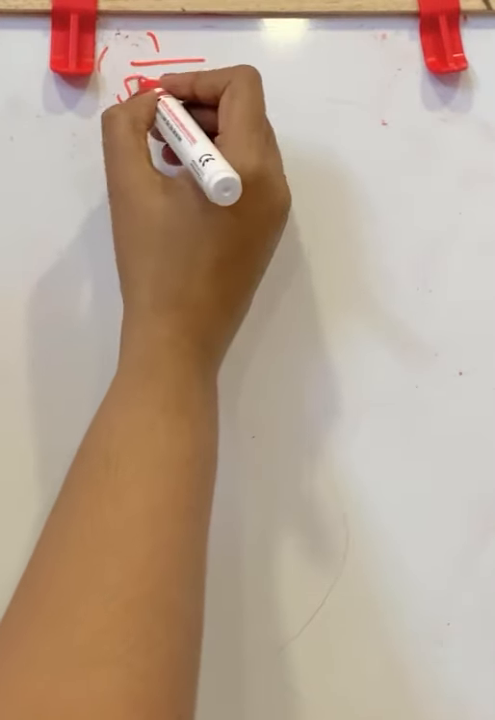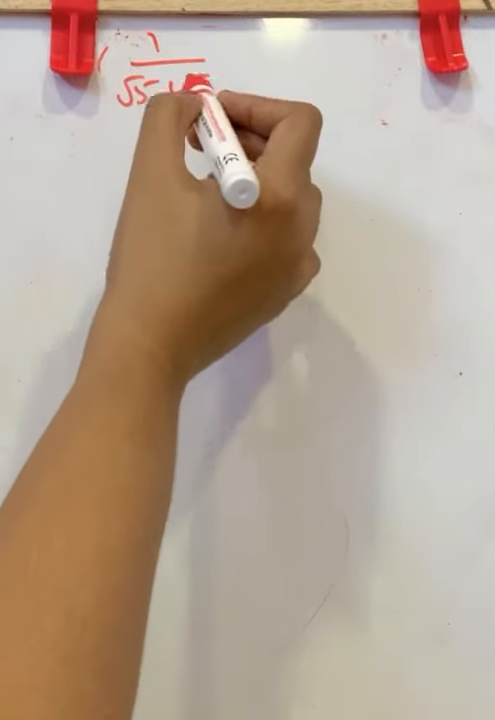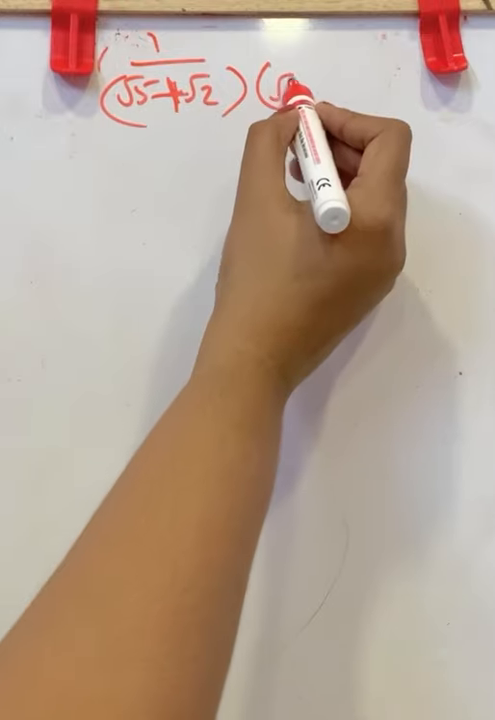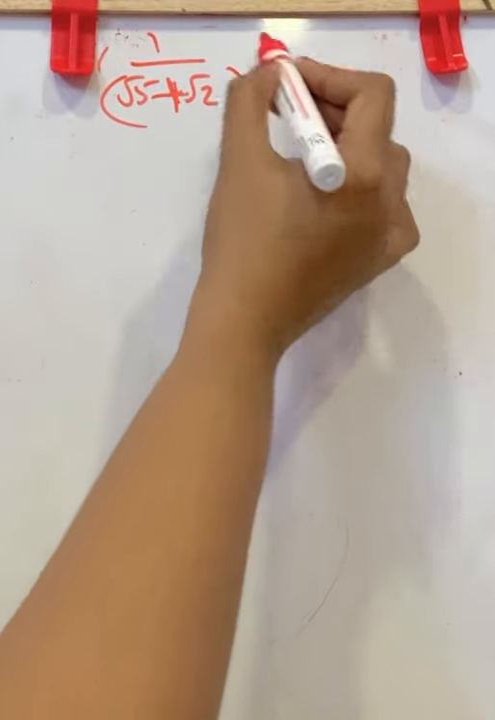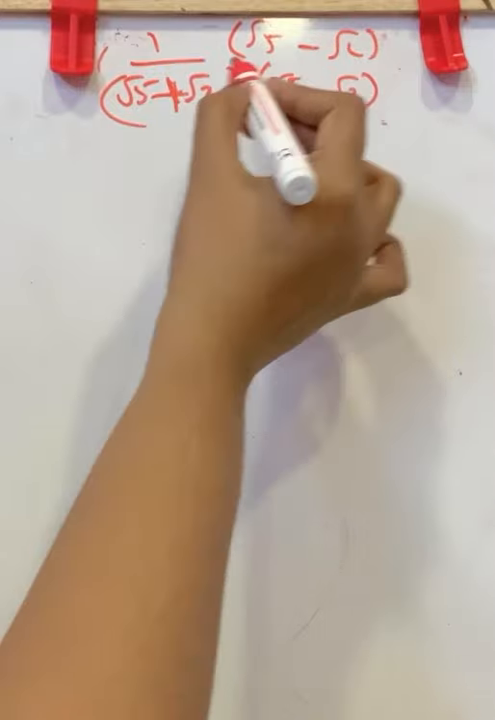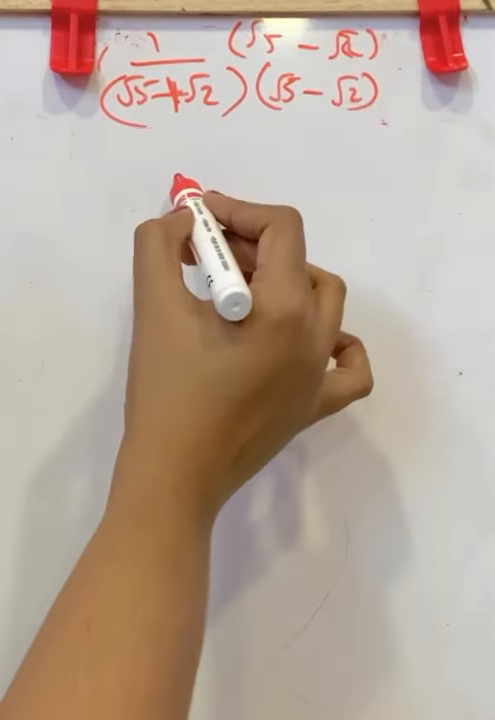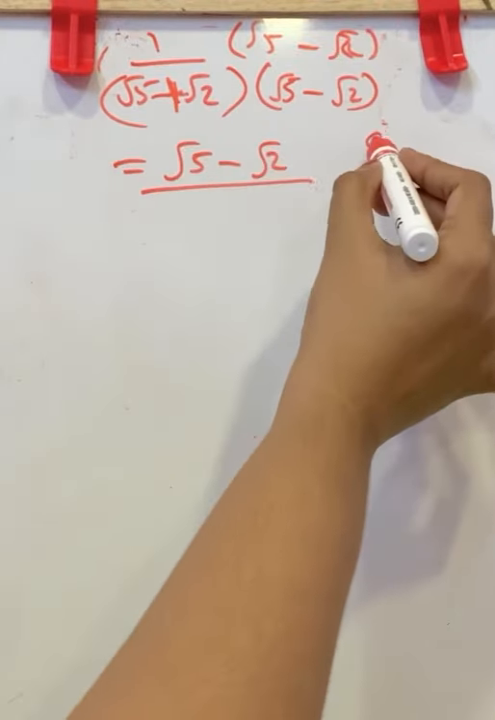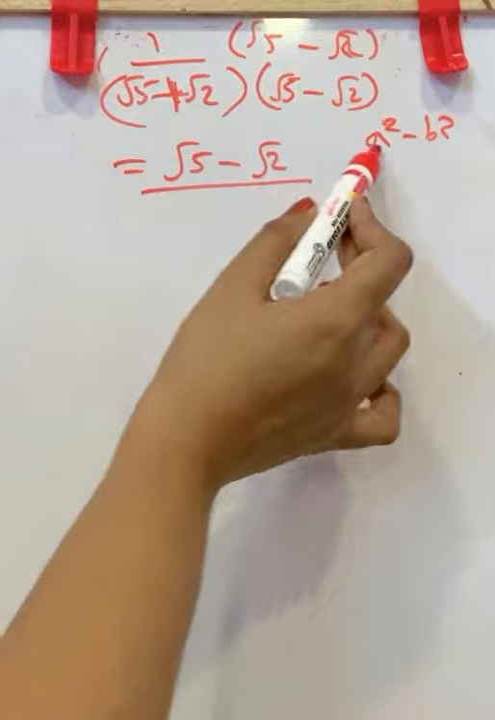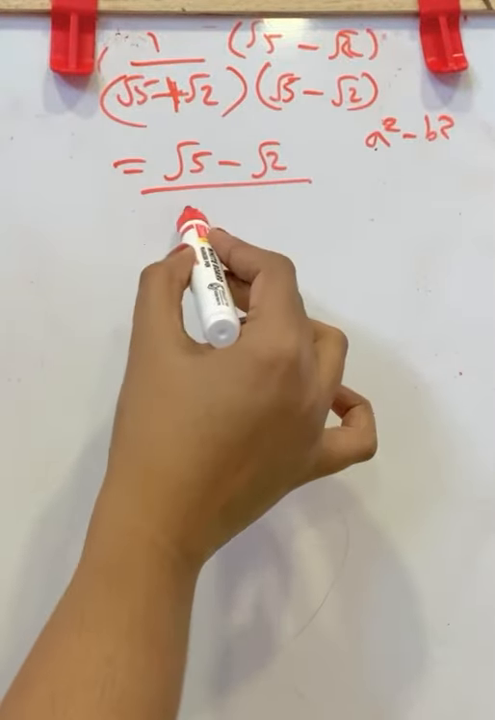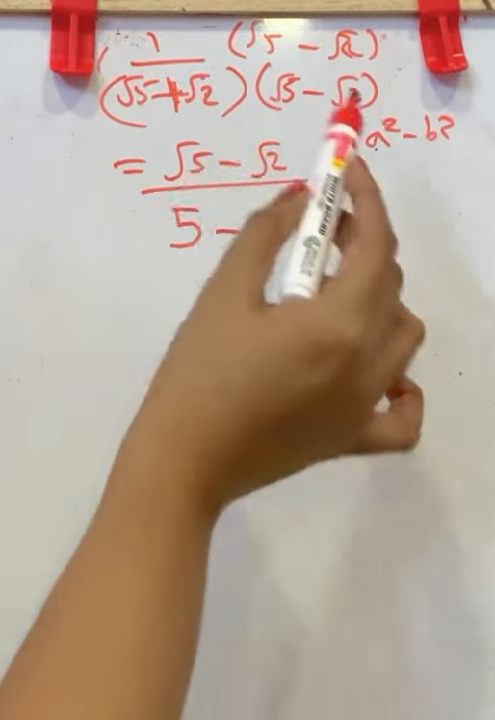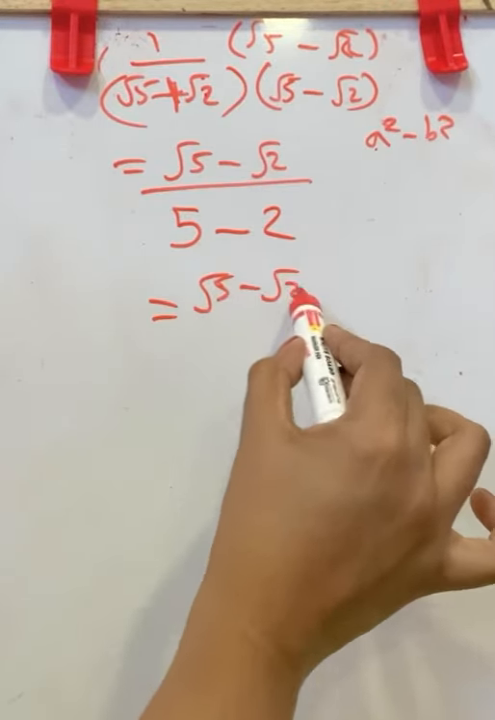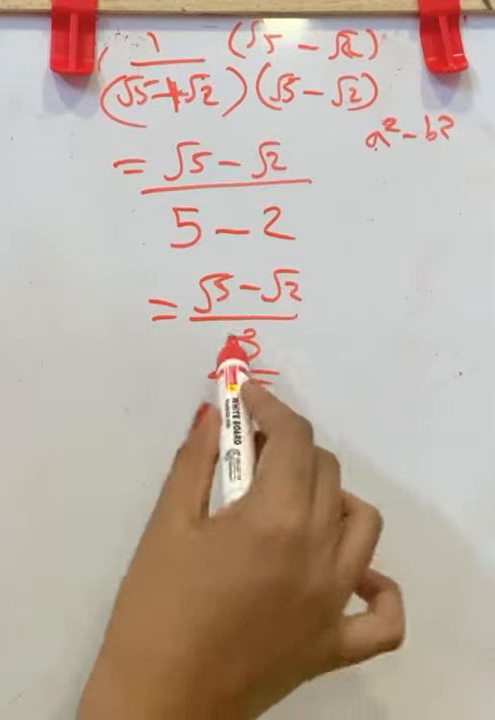Next, 1 by (root 5 plus root 2). To rationalize it, you multiply with the conjugate again. Here it is plus root 2, so the conjugate will be root 5 minus root 2. So here also root 5 minus root 2. Root 5 minus root 2 into 1 is root 5 minus root 2 itself. Here again (a plus b) into (a minus b) is a square minus b square. Here a is root 5, root 5 square is 5, minus b is root 2, b square means 2. So it equals root 5 minus root 2 by 5 minus 2, which is 3. This is the final answer.